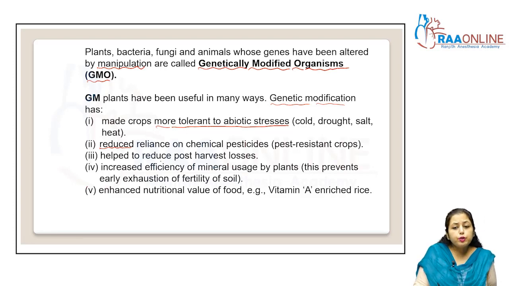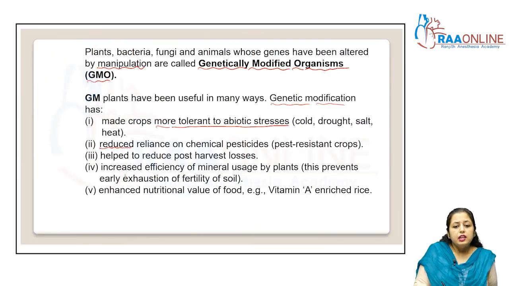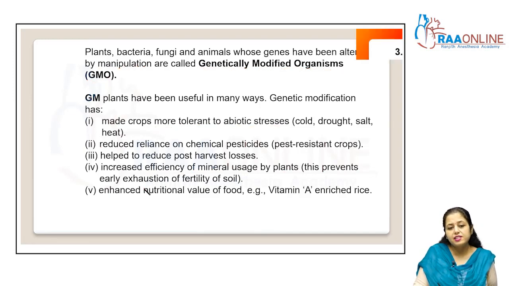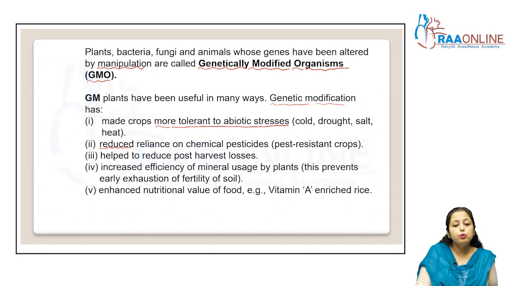Third, it helped to reduce post harvest losses. That's why that statement is correct. Third, the statement is also taken from NCERT: increased efficiency of mineral usage by plants, which prevents the early exhaustion of the fertility of the soil. Exactly, that is also the fourth statement. That's why these three statements are correct and this one is incorrect. So you have to know these statements already, right? And the last one, it enhances the nutritional value of the food.